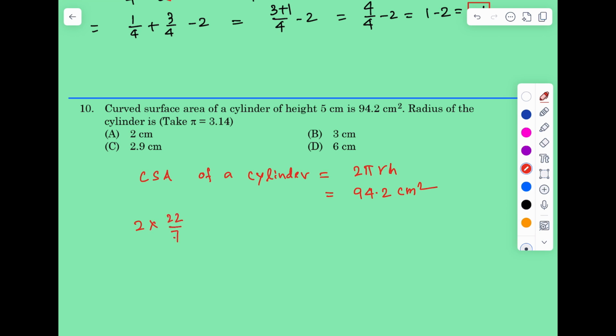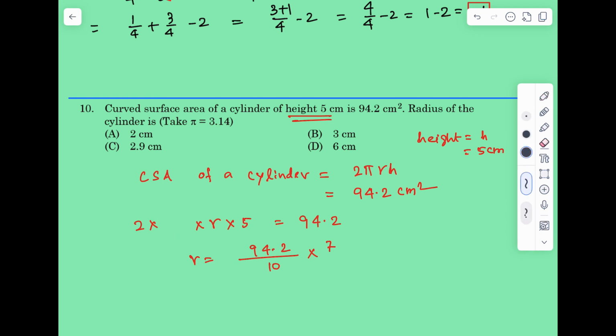Now you can write 2 into, in place of pi we will write 22 by 7, into the radius of the cylinder which we have to find out, into the height of the cylinder, given that height h is 5 centimeter. We put 5 centimeter over here, that will be 94.2 centimeter square, or you can write r will be equal to 94.2 divided by 10 into 7 by 22. It is actually 3.14, it is given. You better write 3.14 in place of pi.